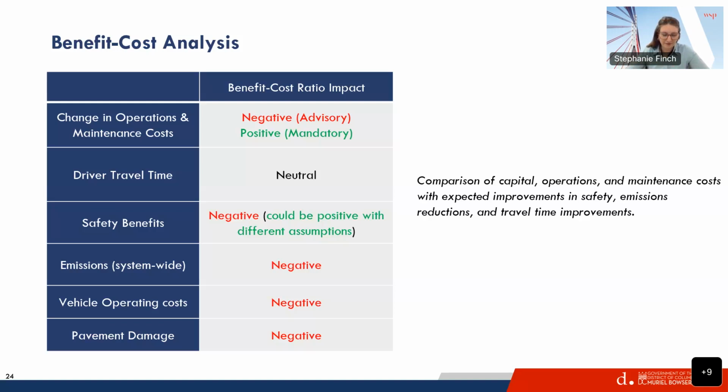And then for the safety benefits, like I mentioned, we had some lack of data here that can fully verify what we think the safety impacts would be. But the primary arterials where trucks might be moving to are higher speed, and so they can have more serious crashes at times. And so that existing crash rate could impact the BCA. But again, we don't know what the vehicle miles traveled will be in the end scenario. So it could be positive with different assumptions.